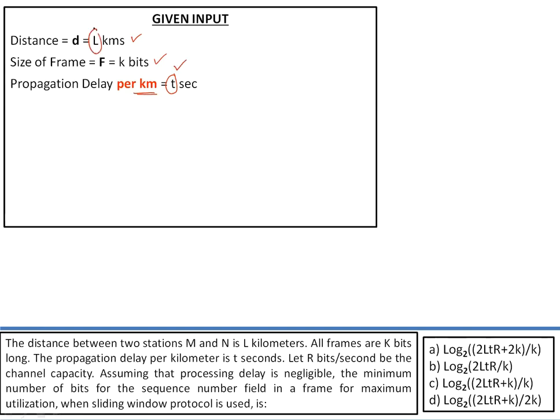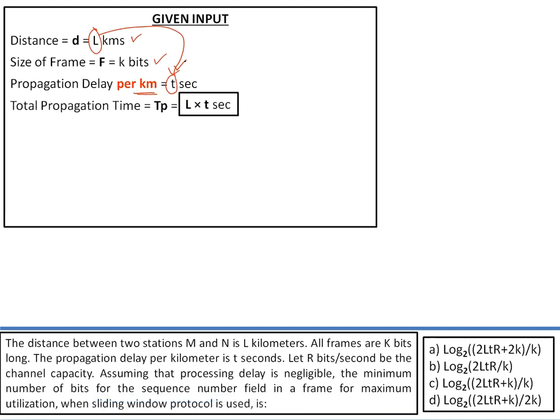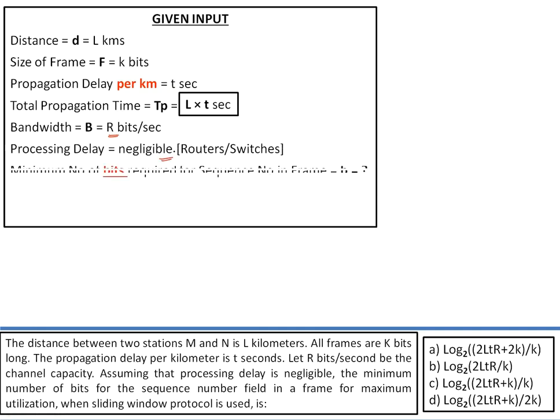So the total distance is L. So total propagation delay will be Tp is equal to L into t seconds. 1 kilometer will be t seconds. Total we have L kilometers, guys. That one point you have to understand. Bandwidth will be R bits per second. Processing delay is negligible at routers.